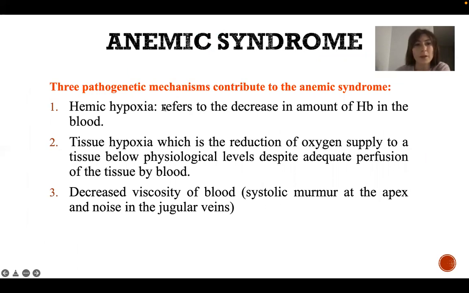Anemic syndrome. Three pathogenetic mechanisms contribute to the anemic syndrome. First, hemic hypoxia refers to the decrease in amount of hemoglobin in the blood. Tissue hypoxia, which is the reduction of oxygen supply to a tissue below physiological levels, despite adequate perfusion of the tissue by blood, and decreased viscosity of blood.